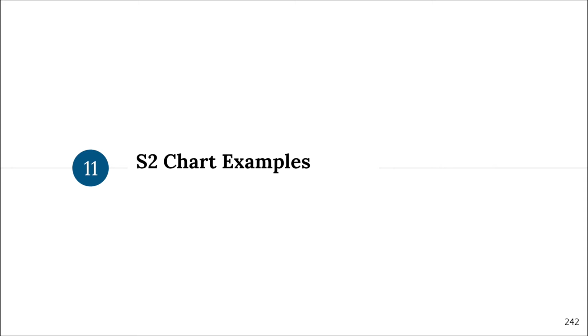Chapter 11, S2 chart examples. At this point, we should understand exactly what an S2 trade looks like between the TDI, the EMAs, the candlesticks, the three different time frames, the time of day that we're looking to trade. Every piece of the S2 has been presented to you up to this point in the course.